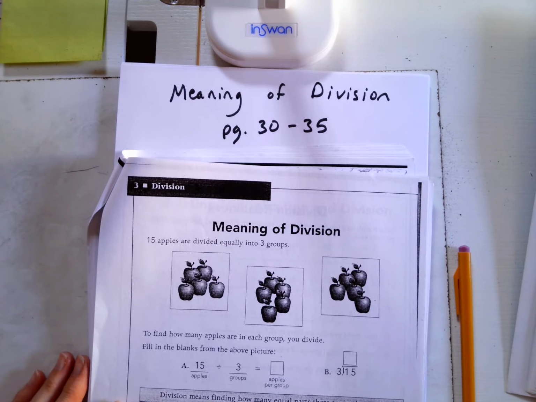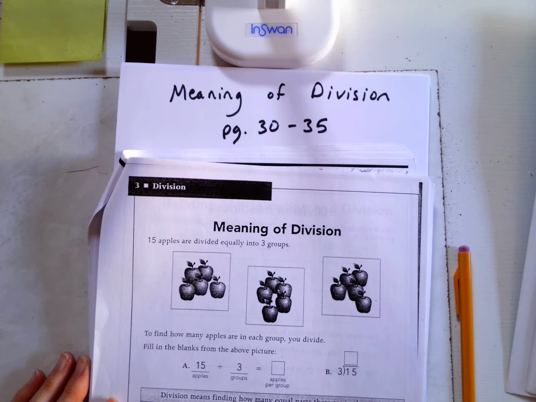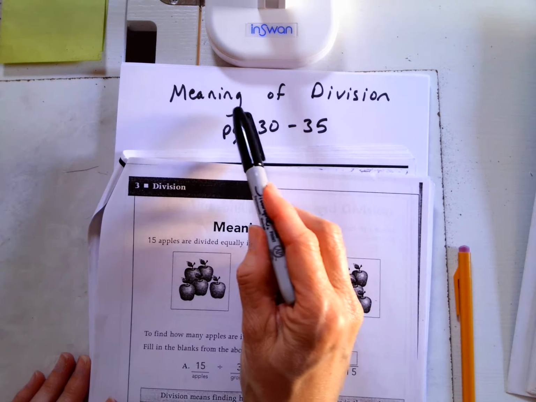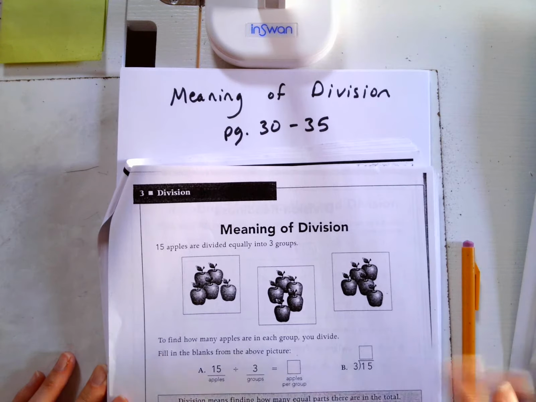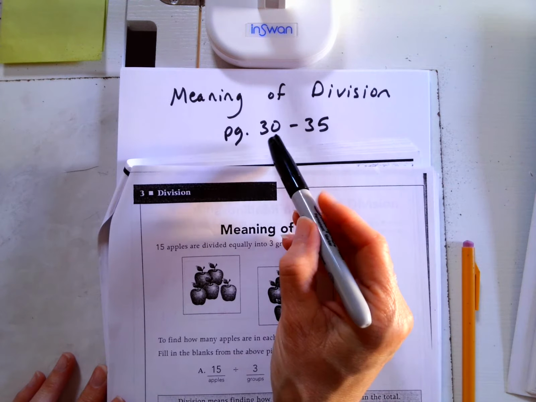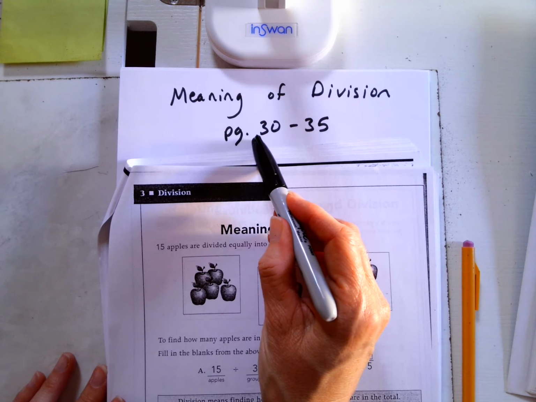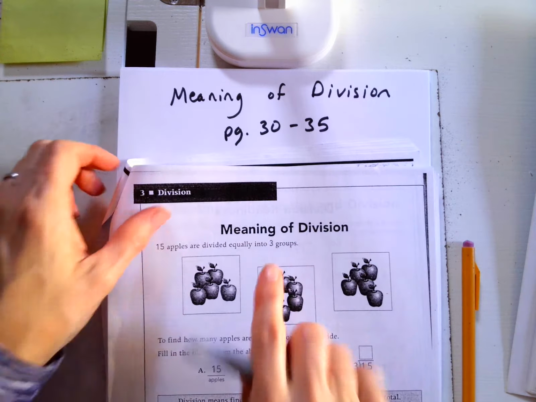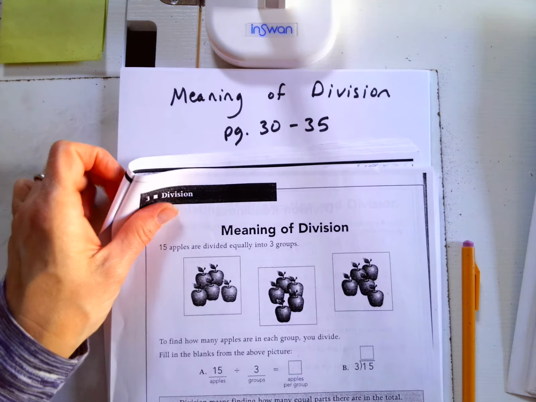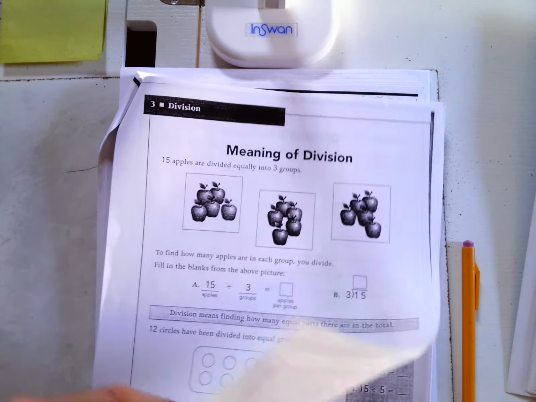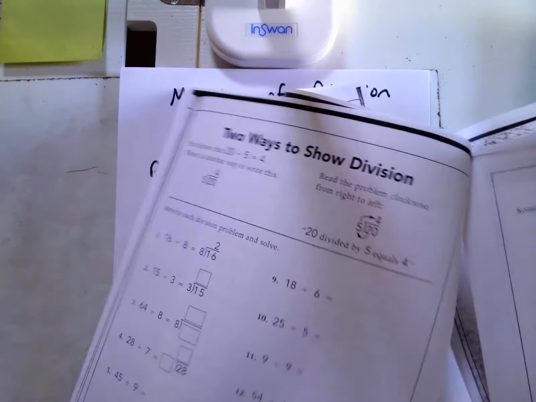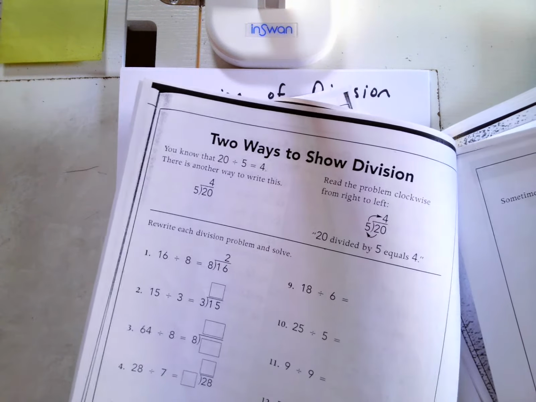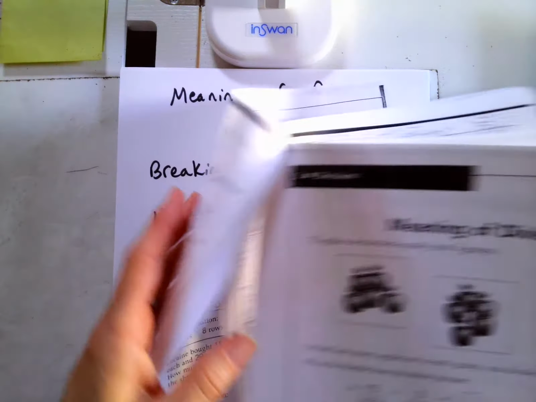Hi, it's Jill. This week we are going to have our first week talking about division, and we're going to focus on the meaning of division and some basic division ideas. And for today, you will do these 6 pages. Start with page 30, which is called The Meaning of Division, and then go all the way through to page 35, which takes you up to 2 ways to show division. So that's the work for today.